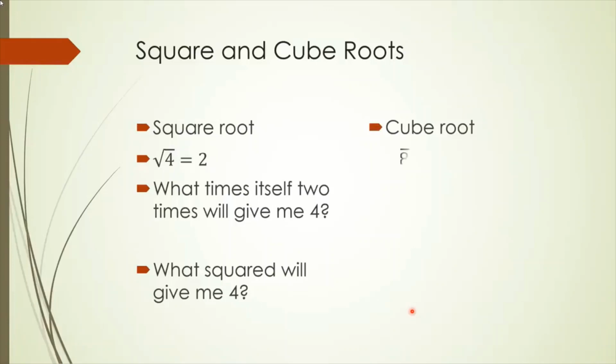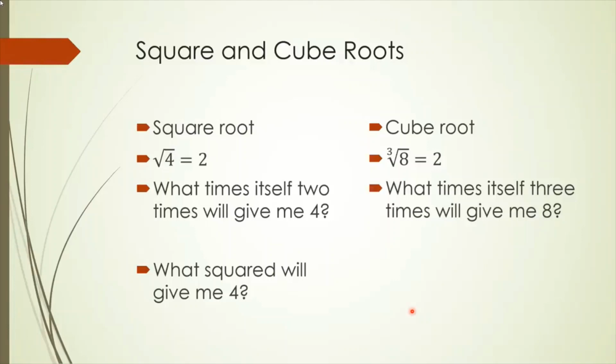With cube roots, let's say that you have the cube root of 8, that would be 2. Why would it be 2? Because you're asking the question, what times itself 3 times will give me 8? 2 times 2 times 2 gives me 8, so 2 would be the answer. Or I could say, what cubed will give me 8? 2 cubed gives me 8. So 2 would be my answer.